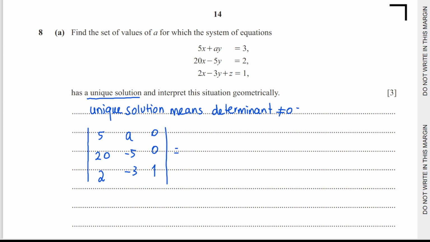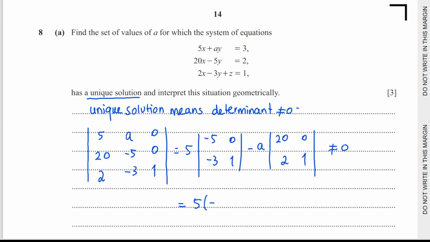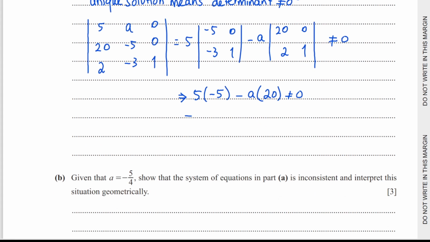When expanding the determinant, choose the row or column with the most zeros to make calculations easier. Equals 5 times the determinant of minus 5, minus 3, 0, 1, minus a times the determinant of 2, 2, 0, 1, and this is different from 0. It must be stated clearly. Implies that 5 times (minus 5 minus a) into 20 does not equal 0. Implies that minus 25 minus 20a is different from 0. Implies that a is different from minus 5 over 4.